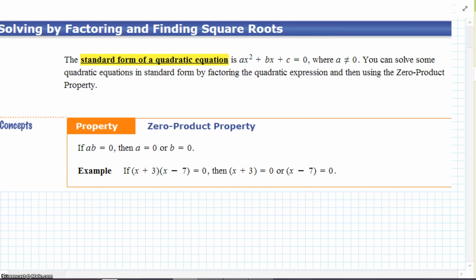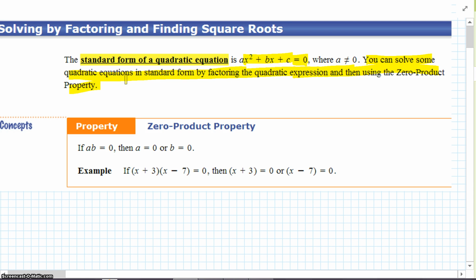We've already learned the standard form of a quadratic function, or the quadratic form, is ax squared plus bx plus c. Now the equation, we're just going to set equal to 0. We can solve some quadratic equations in standard form by factoring the quadratic and then using the zero product property.